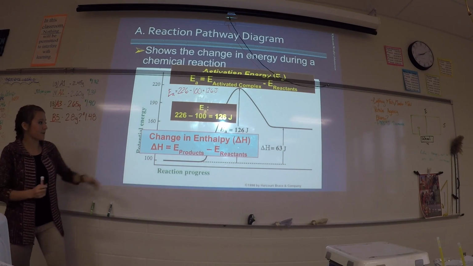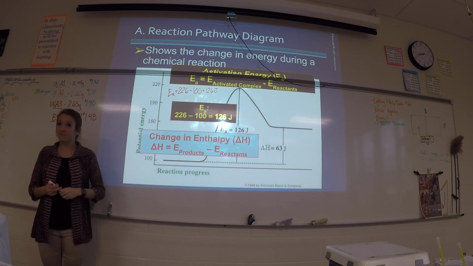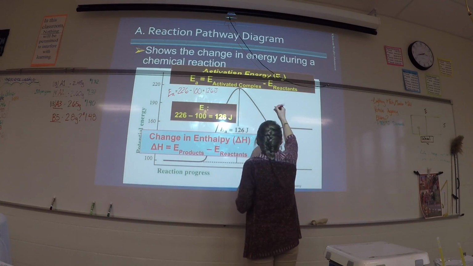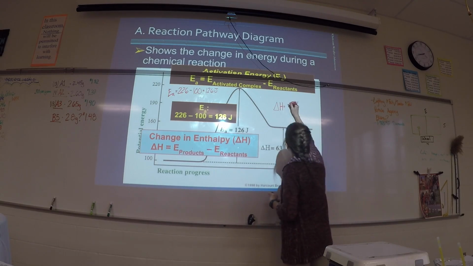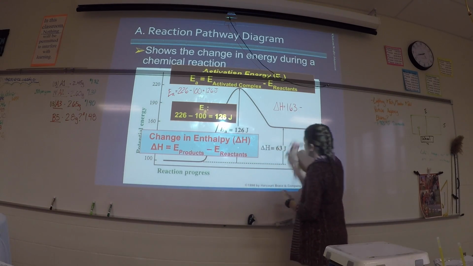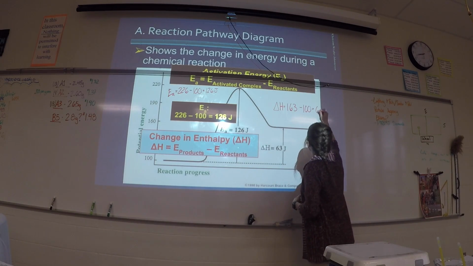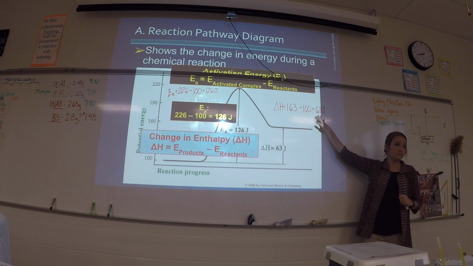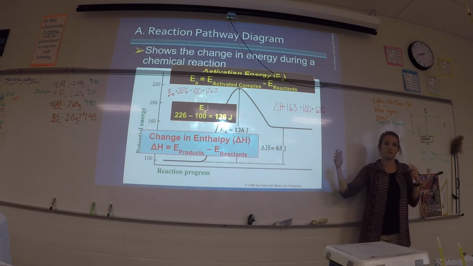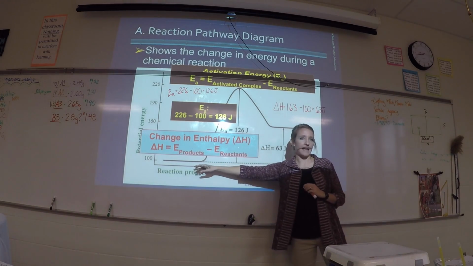The way we calculate delta H is we take the energy of the products minus the energy of the reactants. For our example, how we got that 63: our products were 163 and our reactants were 100, which is how we got 63 joules of energy. So in the end, this reaction absorbed 63 joules of energy in order to proceed. That's why the products are higher than the reactants.